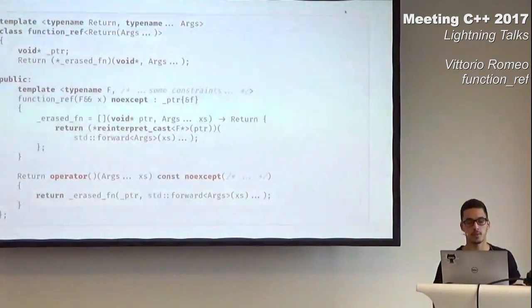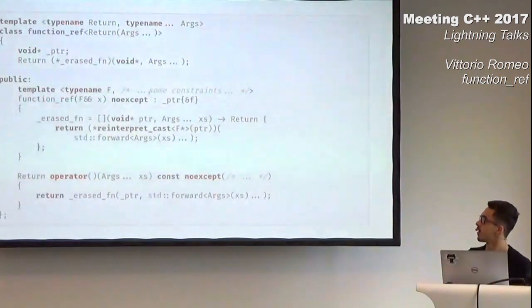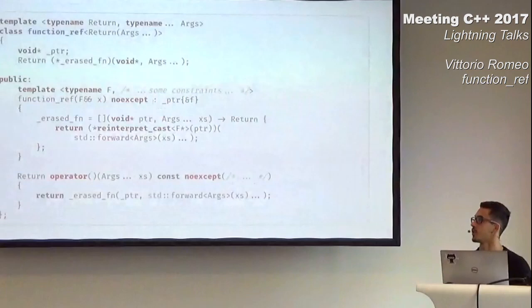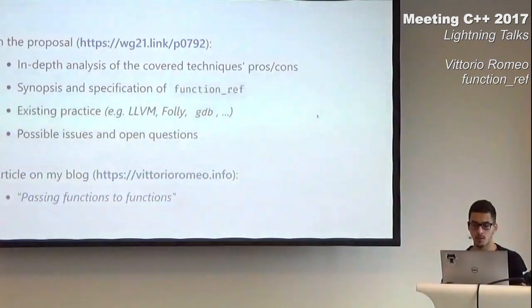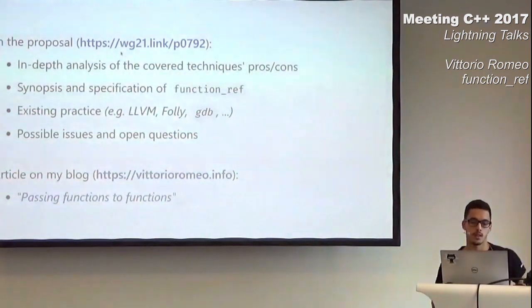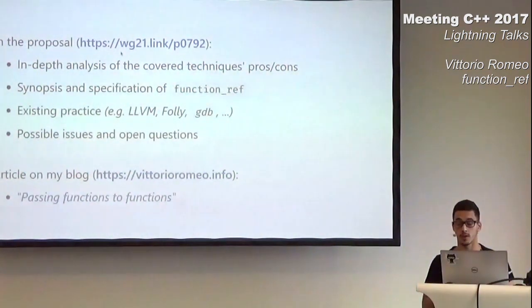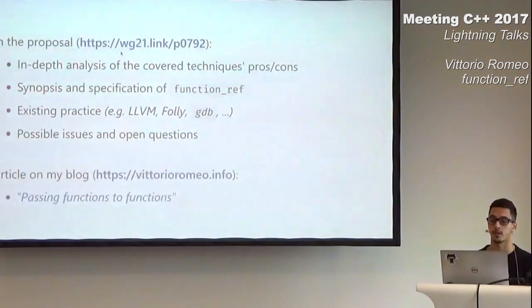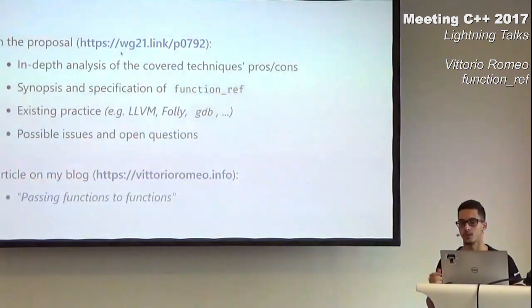And this is it. This is the entire implementation, which is available on one slide, except obviously some constraints here that are required to avoid hijacking the copy and move constructors. And yeah, that's how it works. So if you're interested in seeing more, the proposal is available here at this link, and it contains an analysis of the covered techniques, specification and synopsis of function_ref, and also existing practice. There are actually a lot of implementations of function_ref already, one in LLVM, one in Folly, one in GDB. So this is something that people use and want. And also some possible issues and open questions.